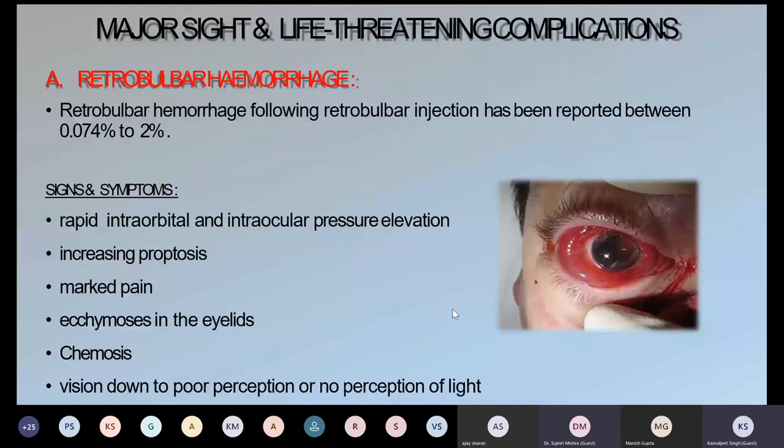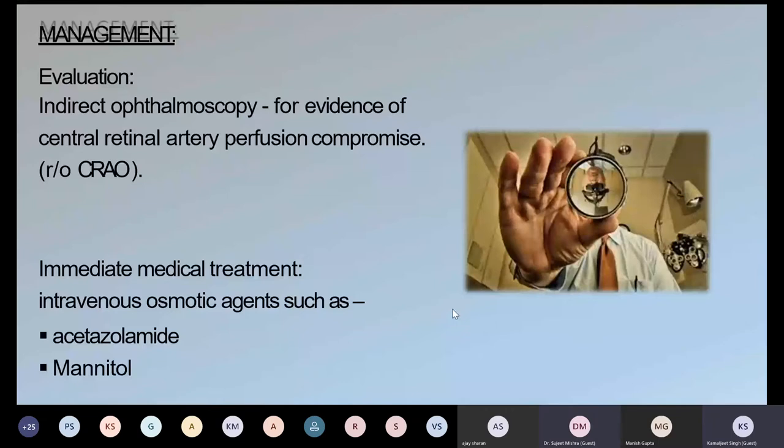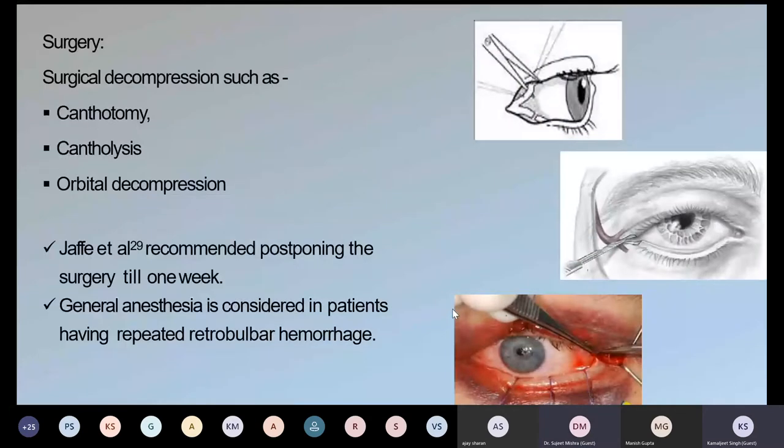Once it occurs, you have to look at the fundus. You see whether, because of the pressure, central retinal artery occlusion has occurred or not. So you give acetazolamide, etc., close the eye and ask the patient to come back again and look at this properly. Sometimes even canthotomy may be required if the pressure is too much. So that is the complication with that.